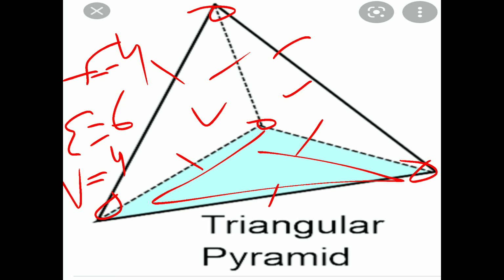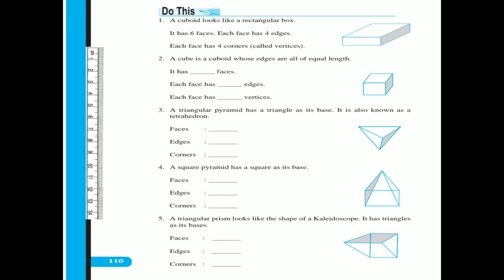Now on the basis of this, we will do this. It is given in your book on page number 110. Clear? So this one we do. First one, cuboid, faces, edges and corners are already written. So we will do the second one. They are saying a cube is a cuboid whose edges are of equal length. I already told you that the sheets which we use in the cube are of square shape, so that's why all the sides are equal. So how many faces are there? 6. How many edges does it have? 12. How many vertices? 8.